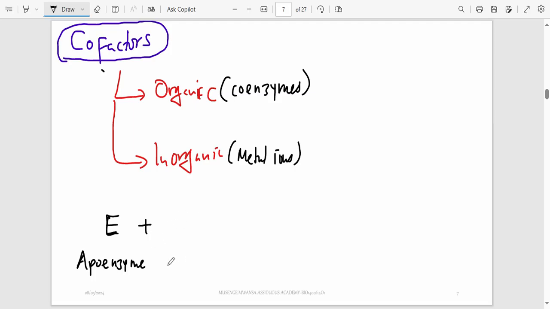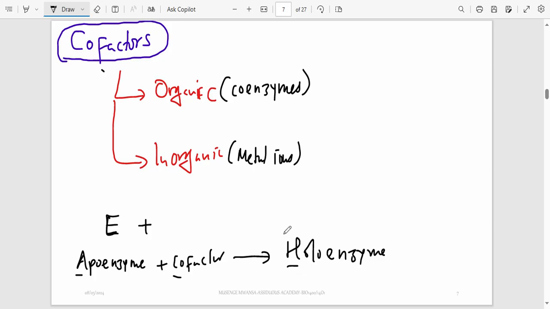So apoenzyme plus cofactor there. Apoenzyme plus cofactor, this forms what we call a holoenzyme. It's very easy, okay? A plus C is equal to H. Apoenzyme plus cofactor is equal to holoenzyme.